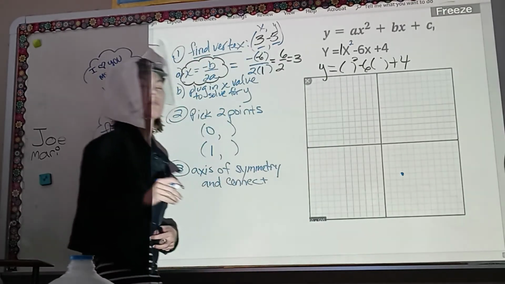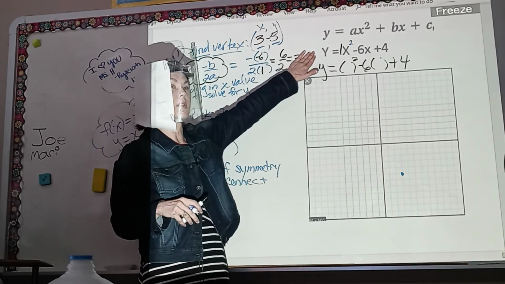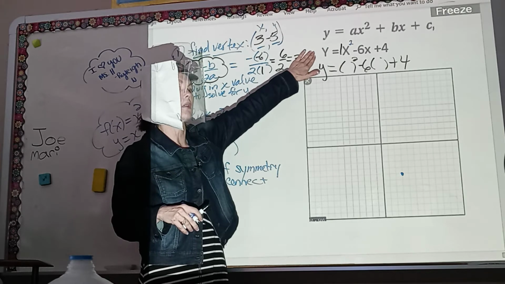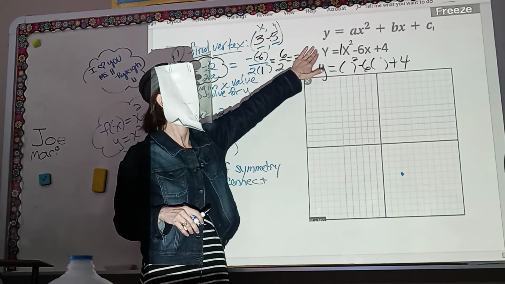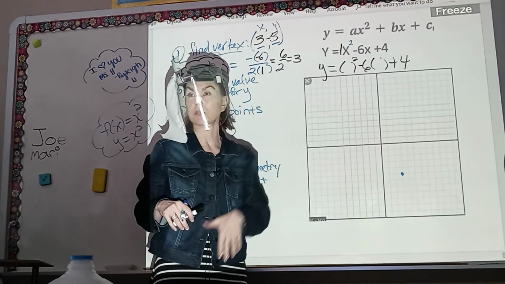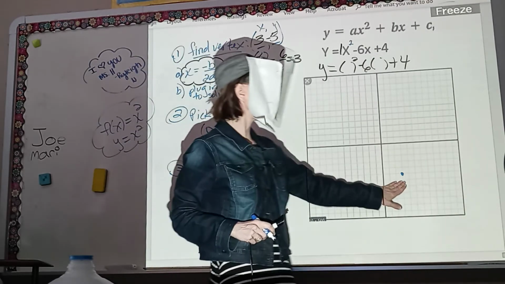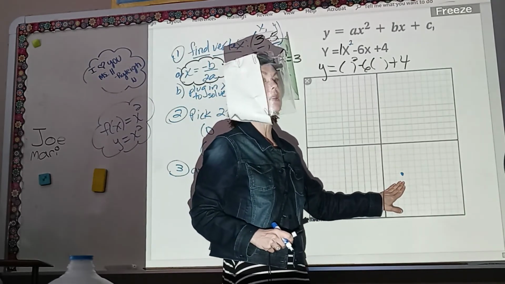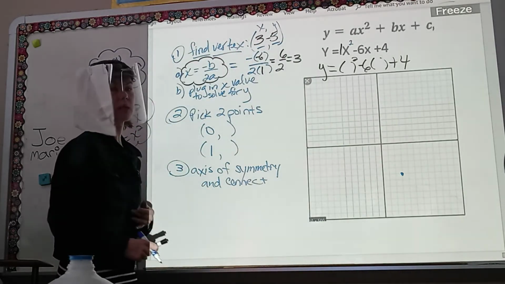So that's the vertex. And by the way, are we going to wind up with a smiley face or a frowny face? Smiley face, because the a value is positive, okay? So we know that this is our minimum, right? Because that's the vertex, and it's only going to go up from there, okay? So now you're going to pick 2 points.